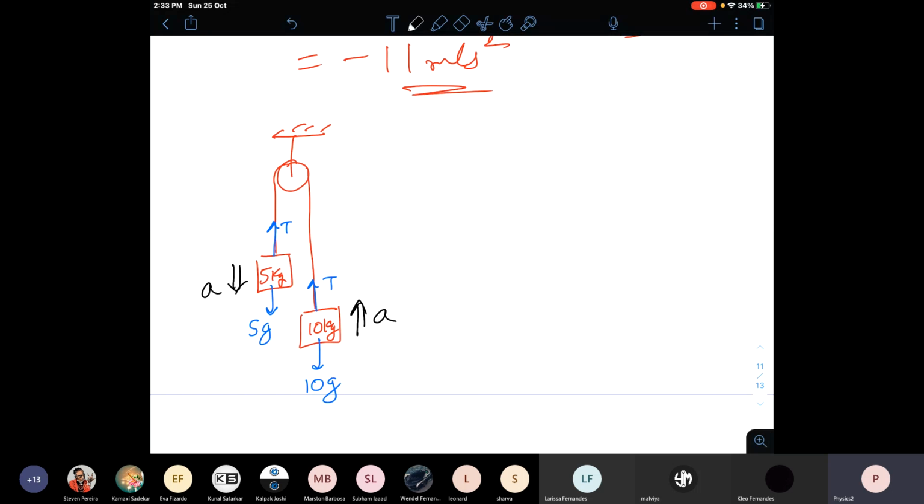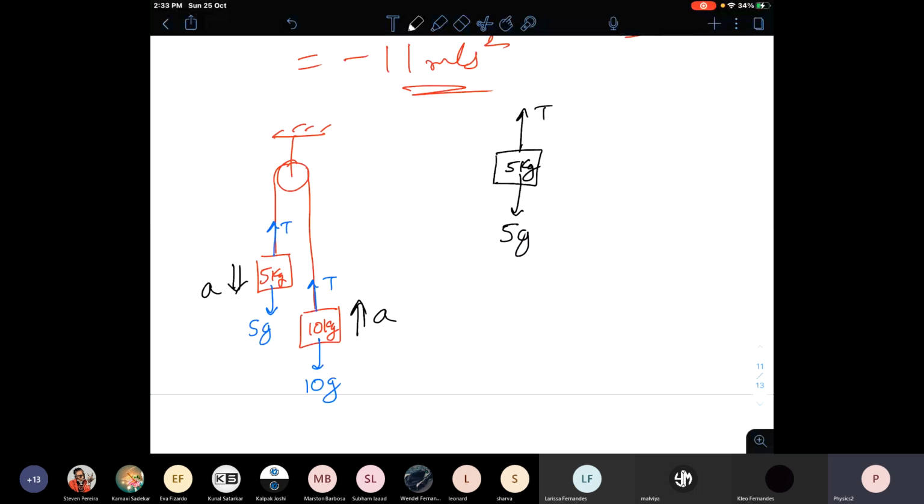Okay, so acceleration of 10 is upward, 5 will be downward with the same magnitude. Doesn't matter. Okay, now draw the FBD of 5 kg. FBD is what? Draw all the forces. All the forces are what? T and 5g. That's it. There is no other force on the 5 kg block. This is the FBD of 5 kg block.